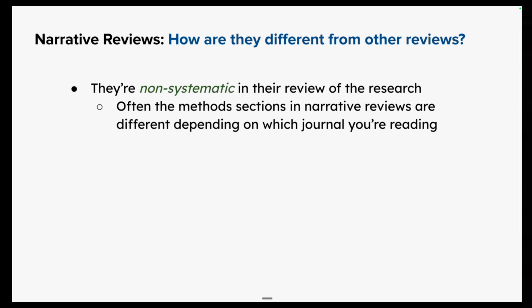Non-systematic means often in the methods section in narrative reviews, depending on the journal that you're submitting to, they're going to have different requirements for what you have in that methods section. And that's really it: the methods is the recipe. How did you get to where we are in this narrative review? What did you include? What did you exclude? How did you review what you are talking to us about?